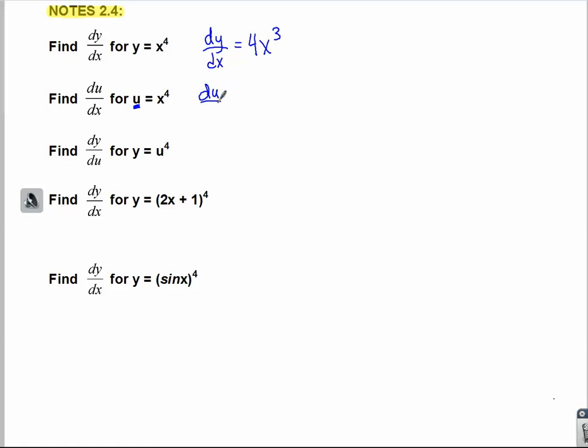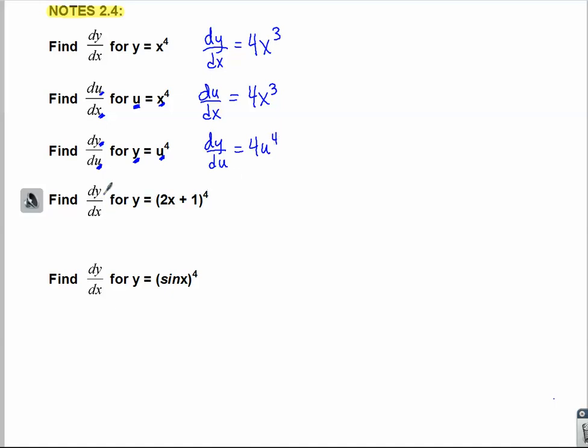So that's du dx. Well, I said take the derivative of u with respect to x. I see u, I see x, so it's no different than above. Now I'm saying take the derivative of y with respect to u. Well, again, I see the variable y, I see the variable u, so the derivative of y with respect to u is 4u to the fourth.